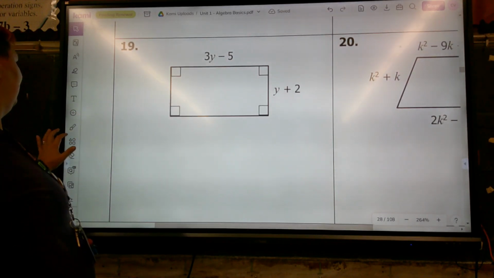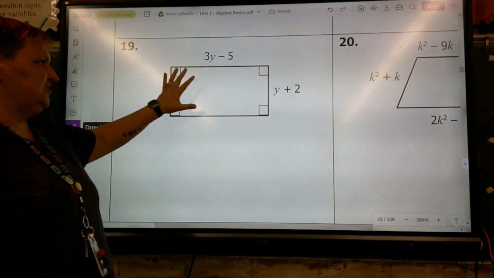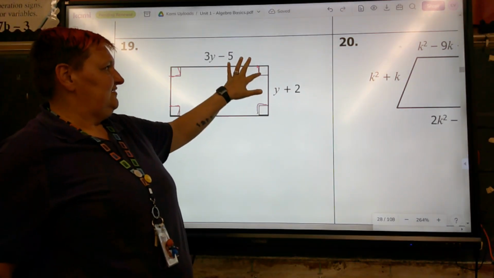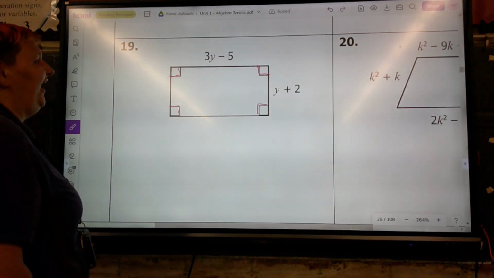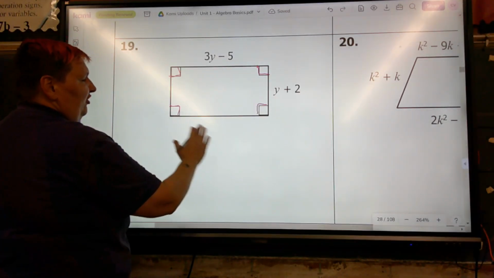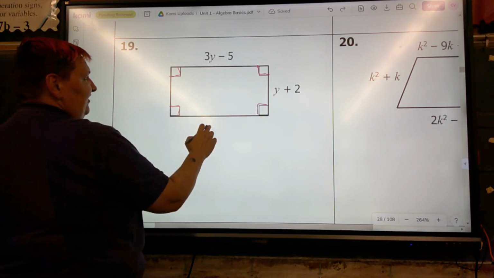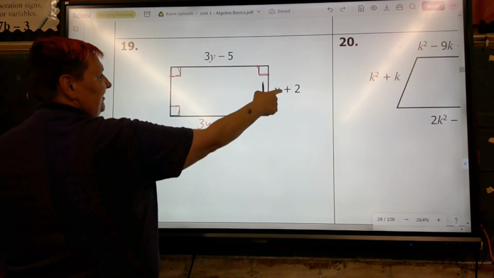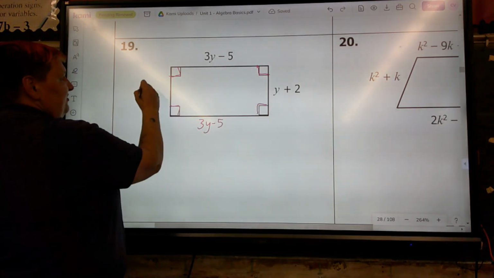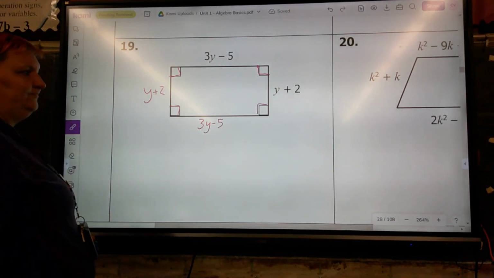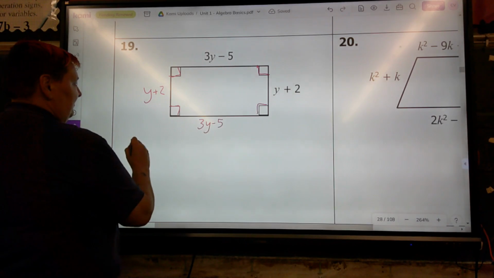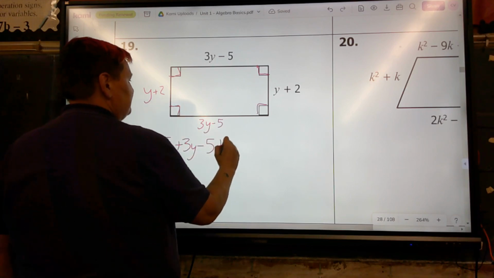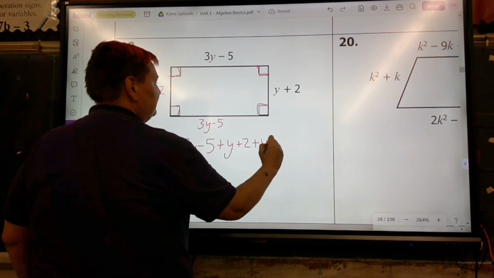All right, let's do 19. Oh, they tell us so much with this picture. Perfect squares. We know that that means 90-degree angles. Oh, thanks. Thanks, drawing. Right? And we know because we're doing perimeter that this has to equal this because of the perfect squares, right? So this is also 3y minus 5. And that this has to equal this because of the perfect squares, so y plus 2. Then you just add them all together. 3y minus 5 plus 3y minus 5 plus y plus 2 plus y plus 2.